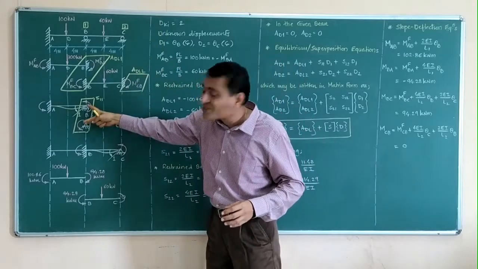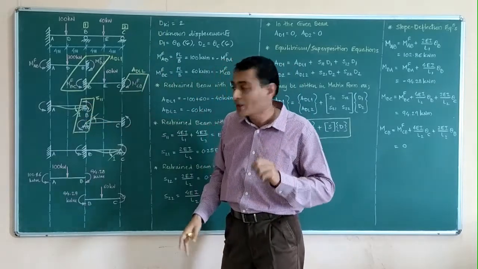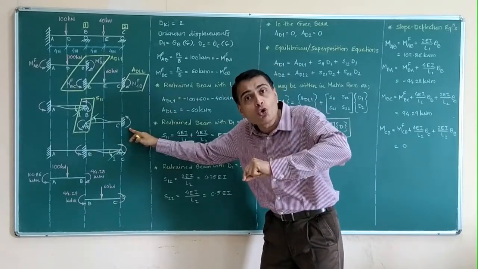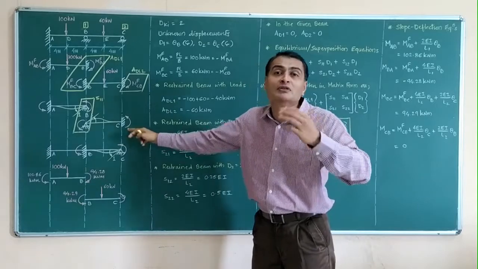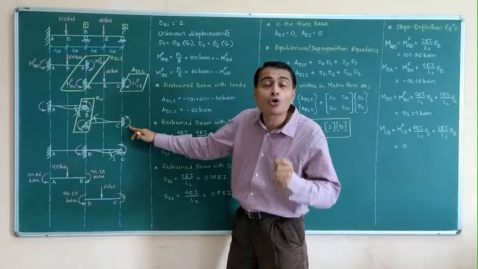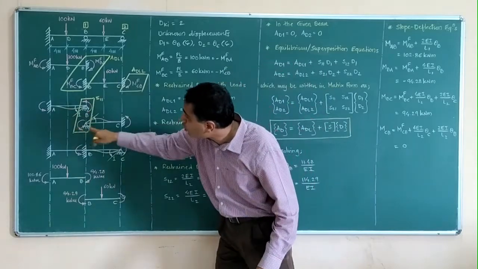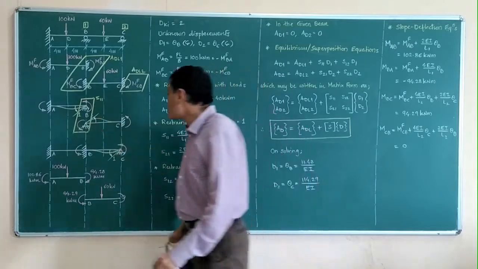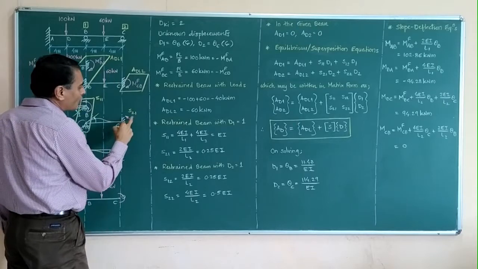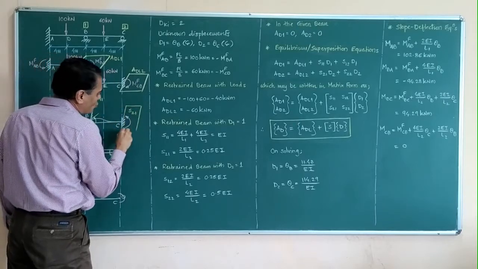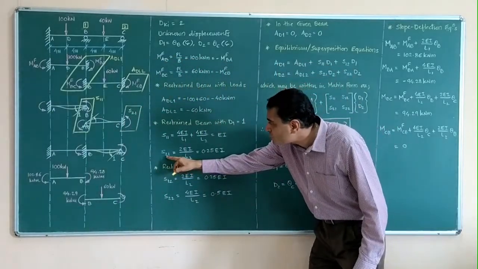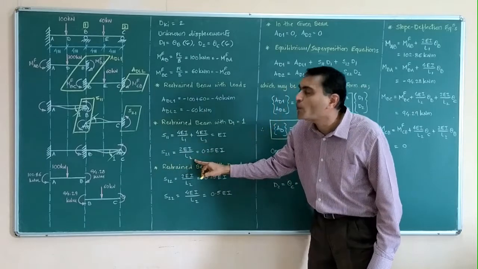So this stiffness is S1 due to rotation at 1. And this stiffness is a stiffness at node 2 due to rotation at node 1. Please observe, it is stiffness at node 2 due to unit rotation at node 1. So I have to write this as S2 due to unit rotation at 1. This is my S2. And that is what we are writing here. S21 is equal to 2EI upon L².